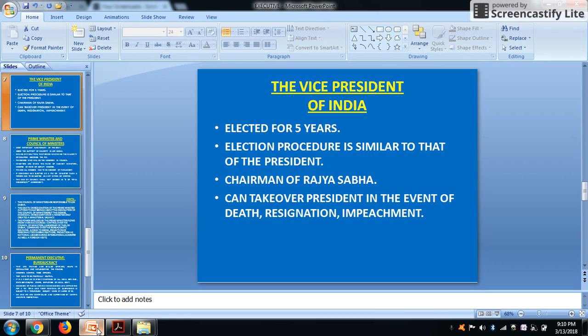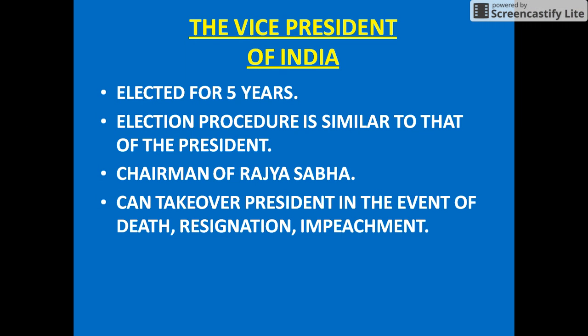We have dealt with a lot of things in part one. So, in part two, let's look at the slide. The Vice President of India is elected for 5 years. The tenure is 5 years, and the election procedure is similar to that of the president. But the only difference is that in the Vice President's election, MLAs are not part of it. I mean, in the president's election, MLAs were also part of it. MPs, MLAs, you might have remembered. But in the case of the vice president, MLAs are not part of this.